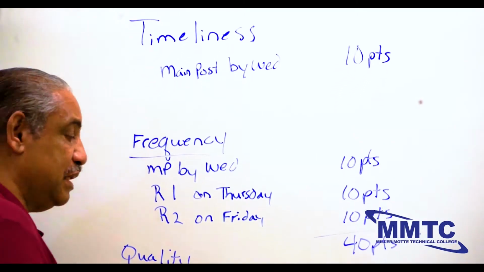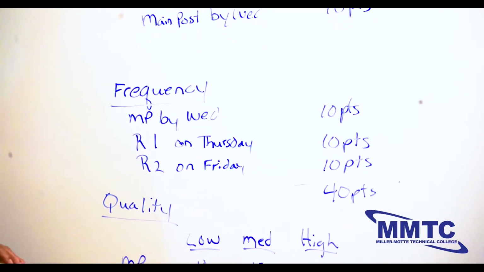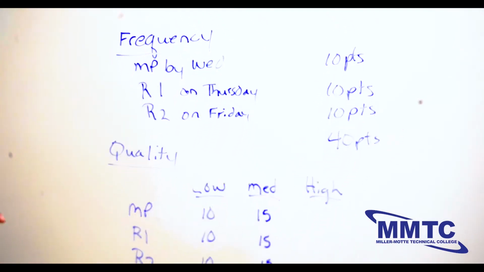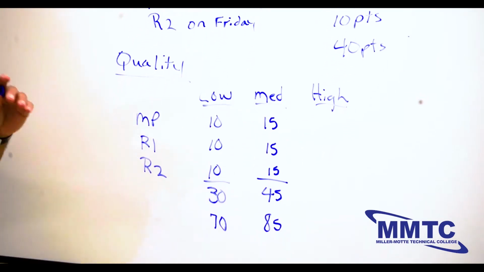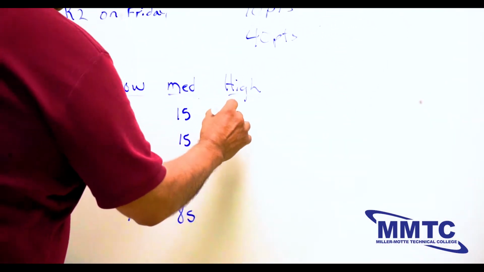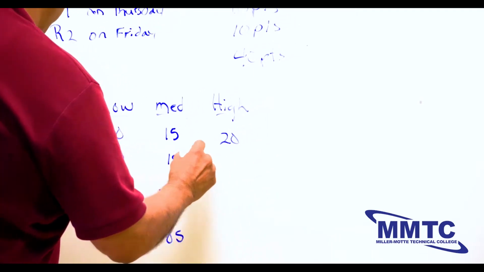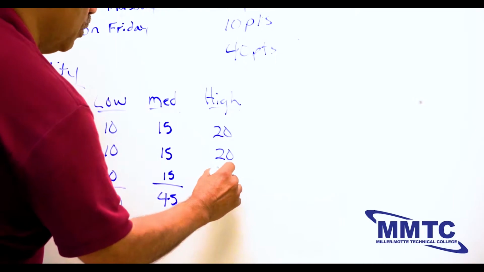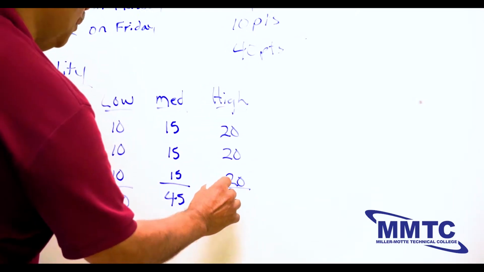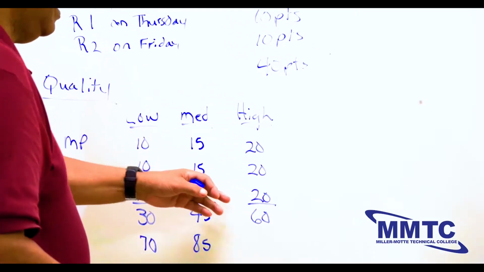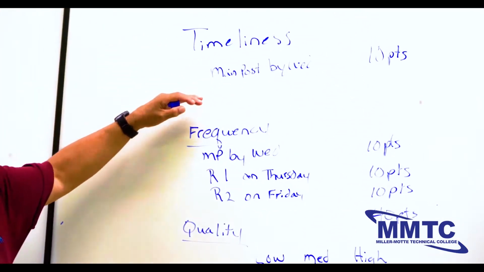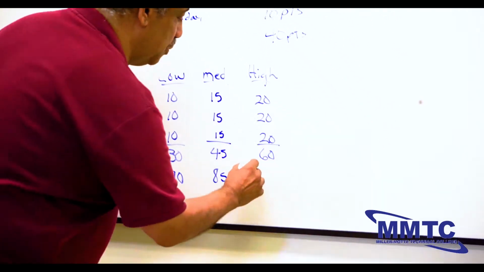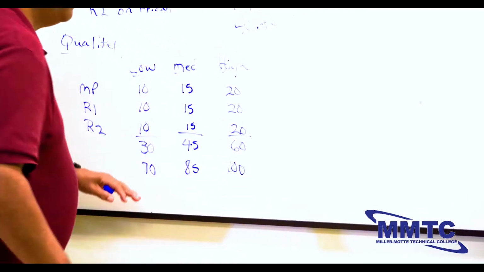And last, high quality. I'm going to demonstrate high quality for the main post, and I'm going to show you how you can obtain high quality for replies 1 and 2 in a little bit. But for high quality, you'll receive 20 points for your main post, 20 points for reply 1, and 20 points for reply 2, which equals 60 points. And again, with timeliness and frequency, you will earn 100 points. So that's it in a nutshell as far as your grading is concerned.